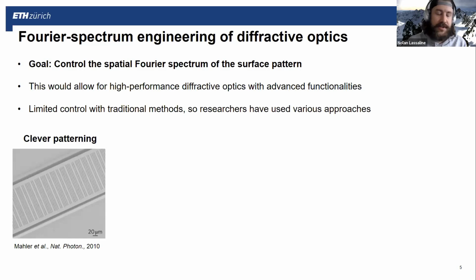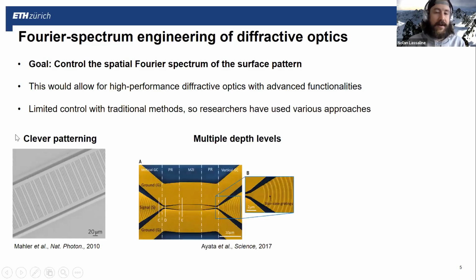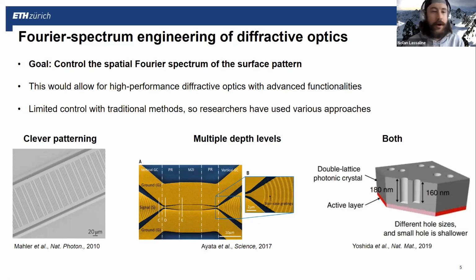And again, just to show some notable modern examples, what people have tried to do is to arrange their patterns in some particularly clever way on the surface, shown here with a quasi-periodic pattern. People have also implemented complex process cycles where you have multiple depth levels from multiple etching steps. Or you can do both, and some infinite combination of all these complexities, as shown here, where they had some pattern and they had these different depth levels.